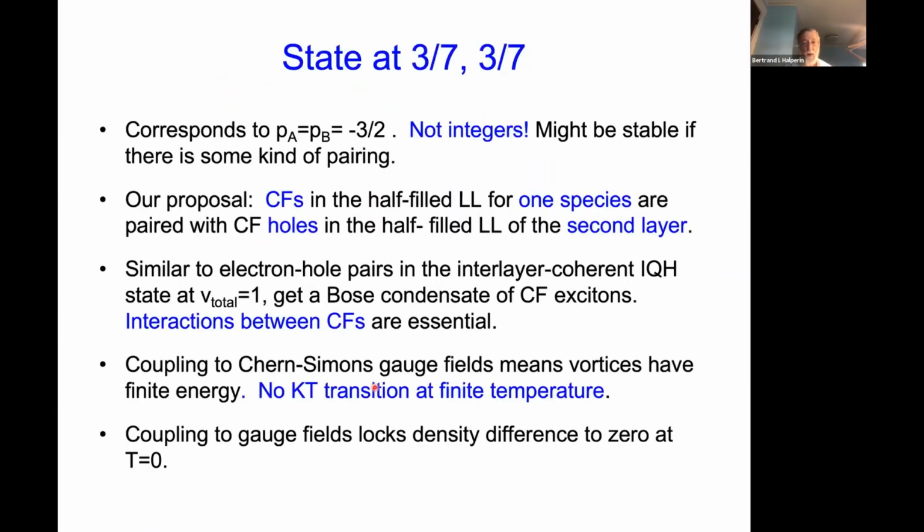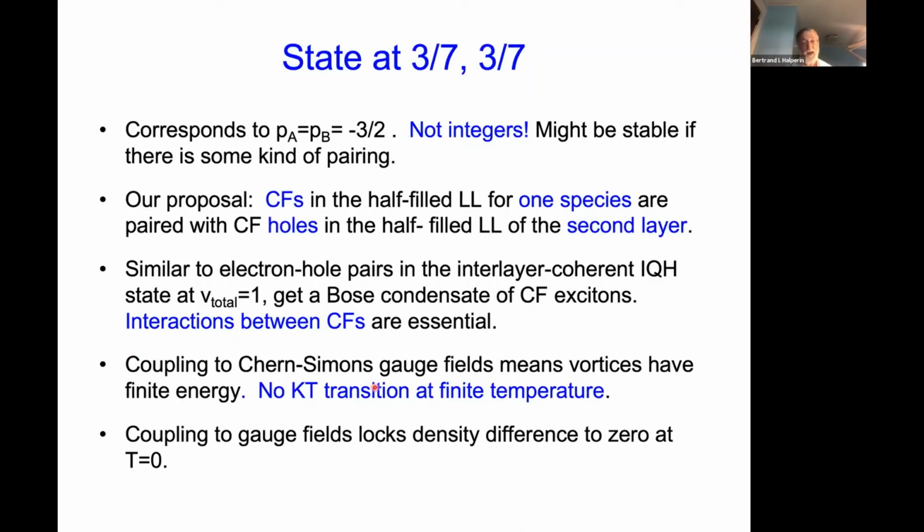But what about 3/7, 3/7? If you put in the formula, in order to get 3/7, 3/7, you have to set PA equals PB equals minus 3/2. Well, 3/2, as far as I know, is not an integer. So something's wrong here. It certainly isn't going to be stable if we neglect interactions between the composite fermions. But now, if we include interactions between the composite fermions, they could become stable.